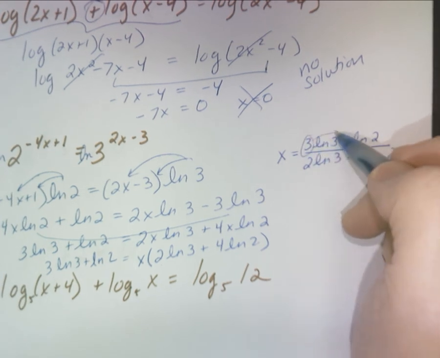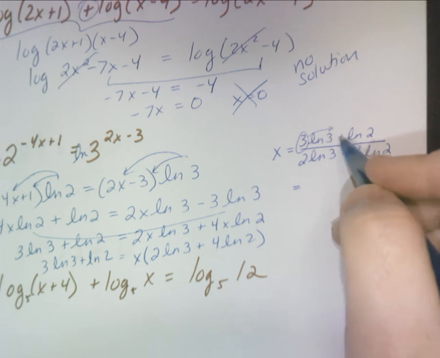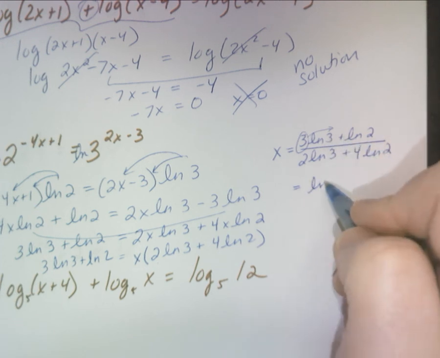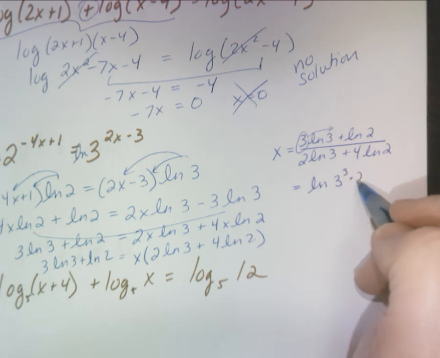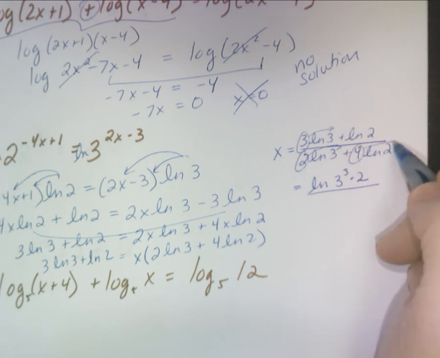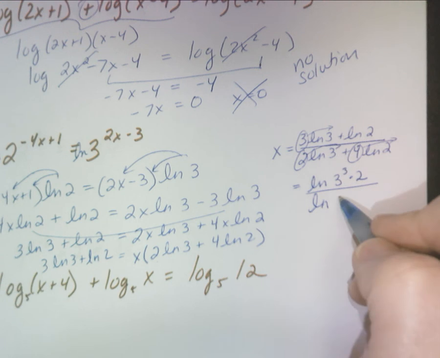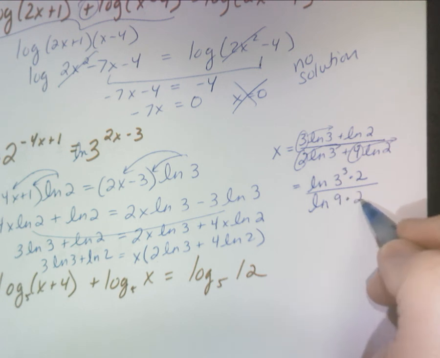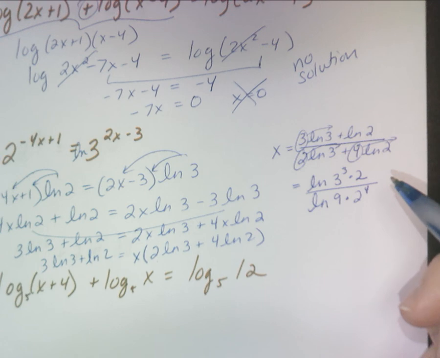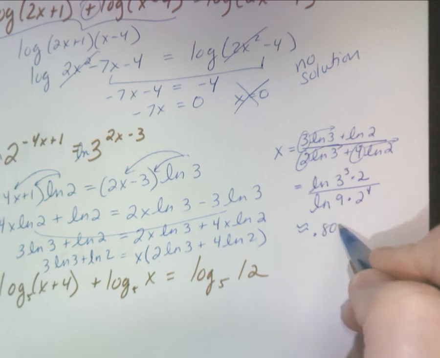So let's say the top would be 3 cubed plus means times. So ln of 3 cubed times 2. And the bottom would be, oh, let's see, plus again. So ln of 3 squared, which is 9, times 2 to the 4th. And that would give you an answer. If you punch it in your calculator correctly, you should get around 0.8026.